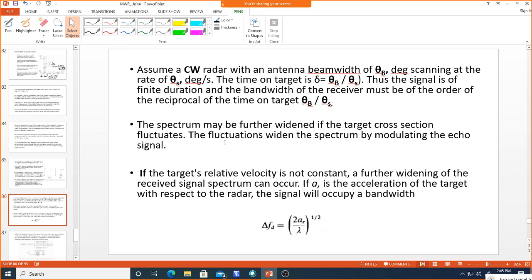And if the target's relative velocity is not constant, as I said, the target is also moving with acceleration or deceleration, so again it is required to widen the frequency spectrum of the received signal. If a is the acceleration of the target with respect to the radar, then the signal will occupy a bandwidth of 2a r by lambda, the whole power half. This is how we can calculate the bandwidth if the target is accelerating at a.